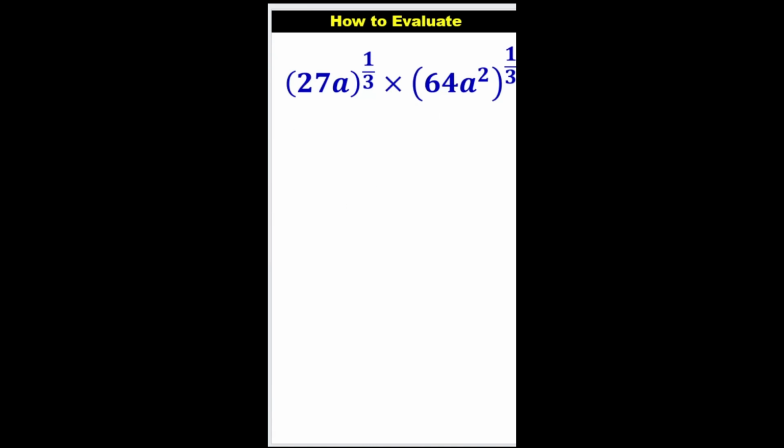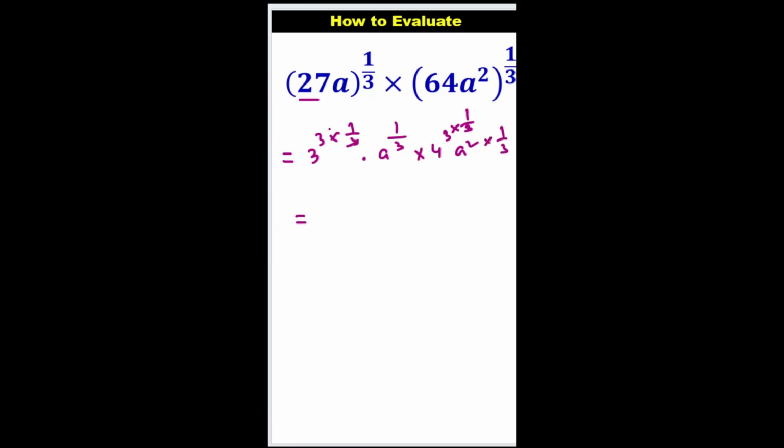How to evaluate? Very interesting math. Here is 27a to the power 1 by 3 into 64a square to the power 1 by 3. So look, this is 27, we can write 3 cube, multiply 1 by 3, and here a 1 by 3. Again times 64, we can write 4 cube, and here is a square, 1 by 3 into 1 by 3, and a square means 1 by 3.